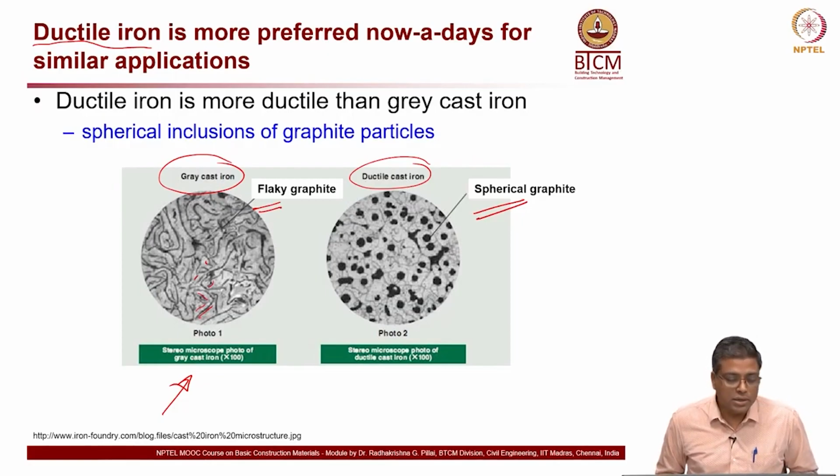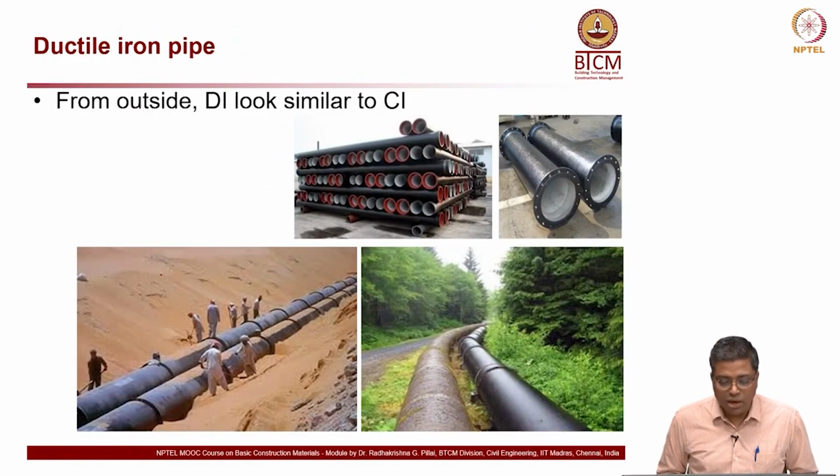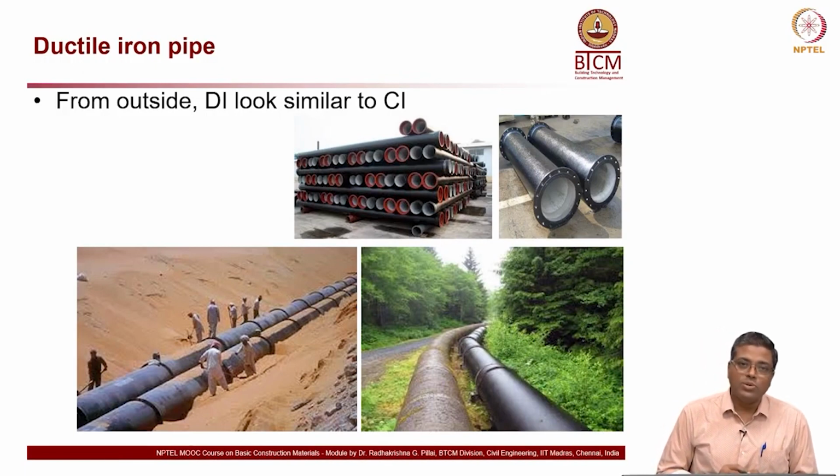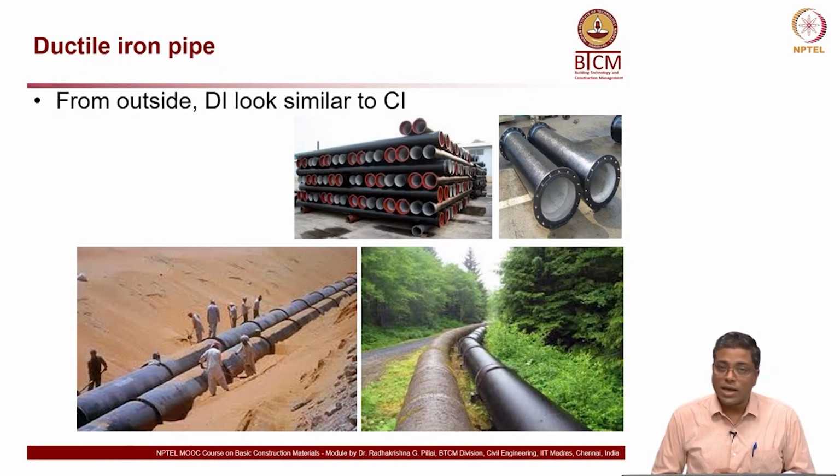So, we call it ductile iron because essentially this is the major difference between the two, and it is achieved by changing the manufacturing process. From outside, it still looks more or less similar. You can't really make out whether a pipe is ductile iron or cast iron unless you look into the microstructure of it.